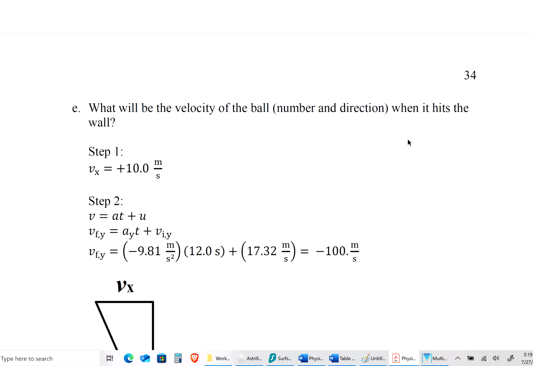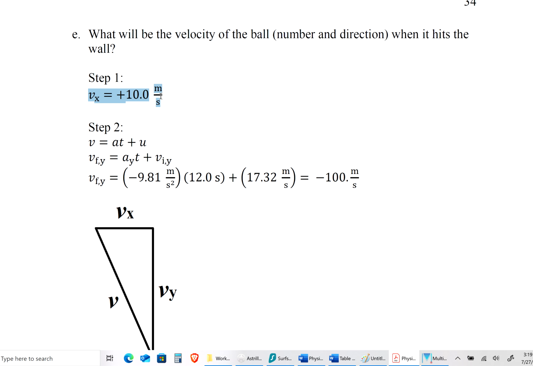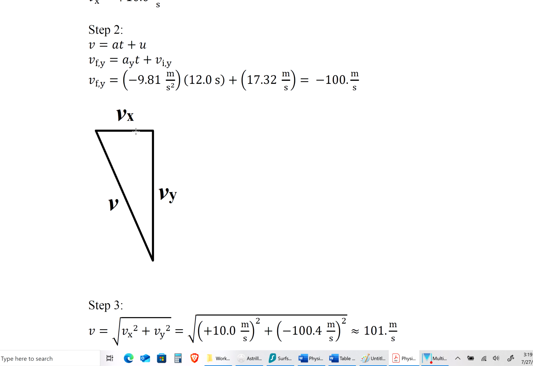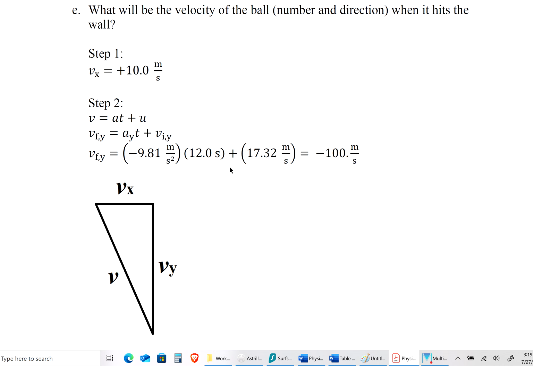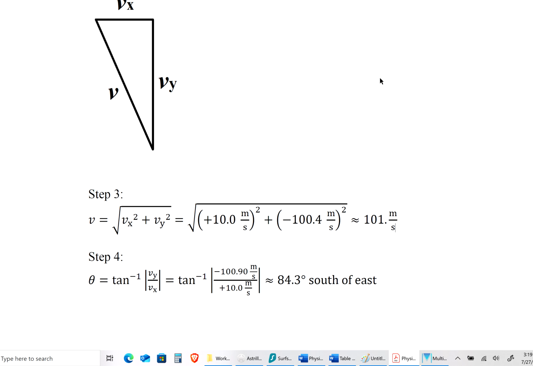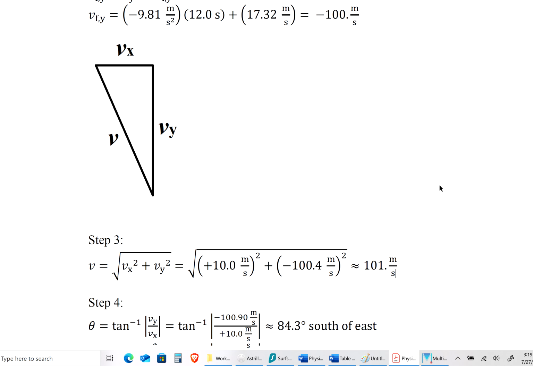Part E. What will be the velocity of the ball when it reaches the wall? So first find v sub x when it reaches the wall. Find v sub y when it reaches the wall. We have a triangle that looks like this. V sub x is positive, v sub y is negative. We could obtain the magnitude, which is 101, and the direction, which is south of east. It's south of east because v sub x is positive, v sub y is negative.